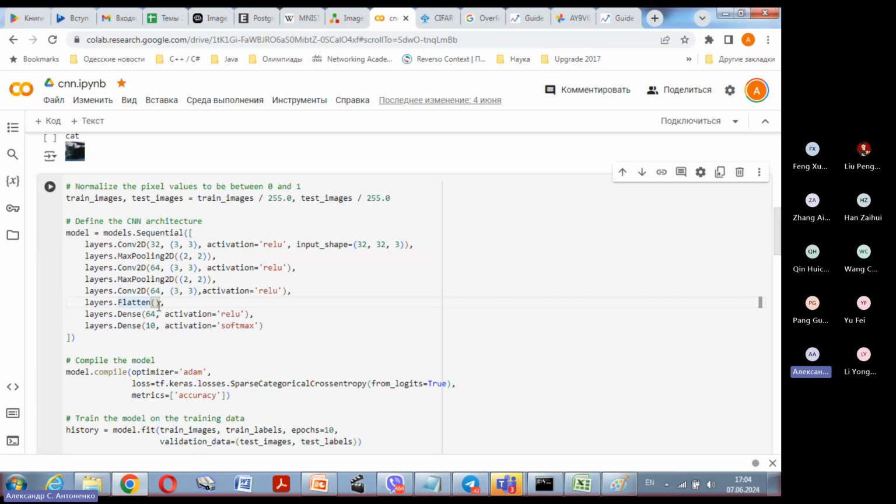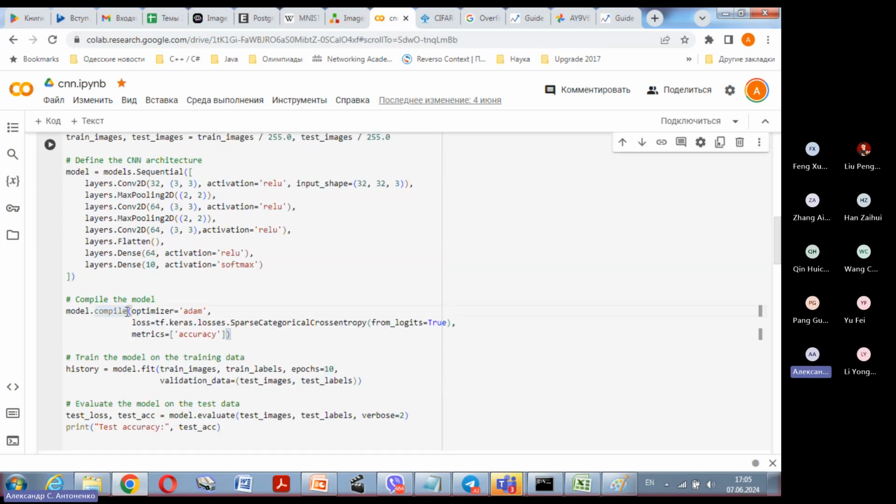Then I flatten it. Then I use a dense layer with a regular activation, like ReLU. And at the last stage, I use a dense layer with a softmax activation function, and of course it is 10 categories. Then I compile this model.